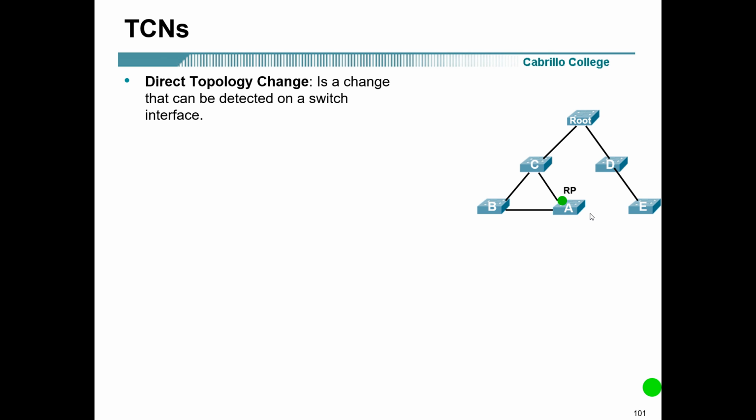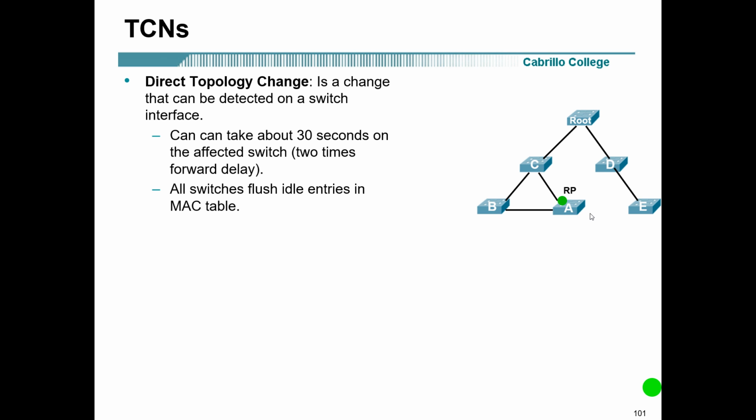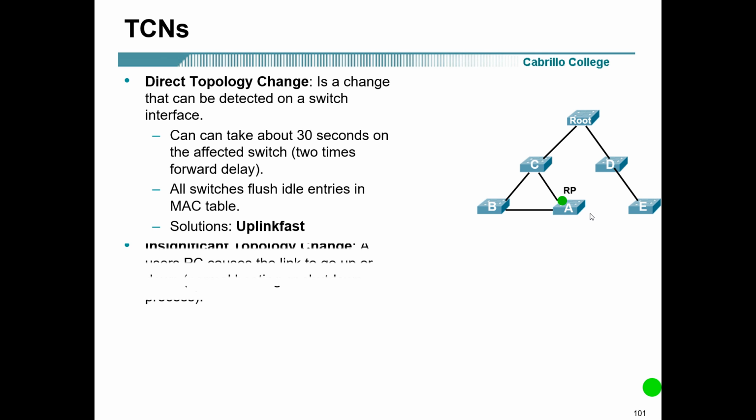So a direct topology change is a change that can be detected on a switch's interface. It can take about 30 seconds for the affected switch. But keep in mind, listening and learning take 15 seconds each, the forwarding delay, before it changes. All switches will flush the idle entries in the MAC address table. The solution is uplink fast. We have not discussed uplink fast as of yet. We'll be doing that in our rapid spanning tree portion.